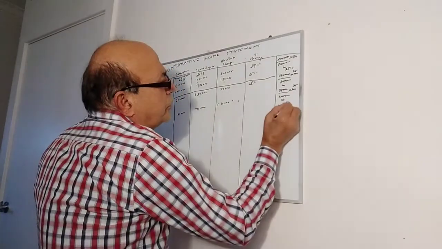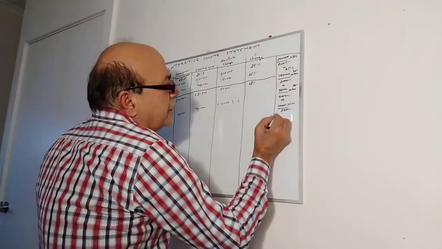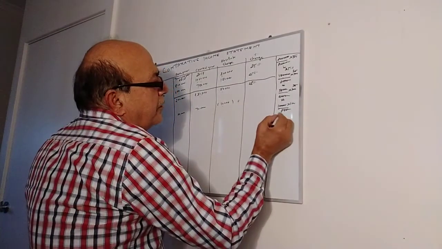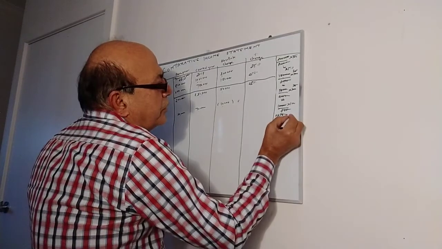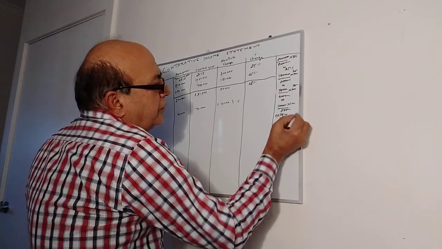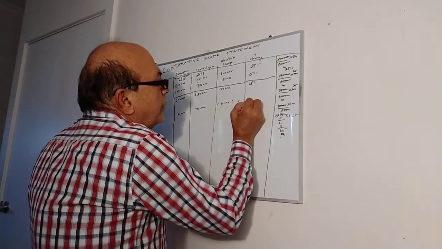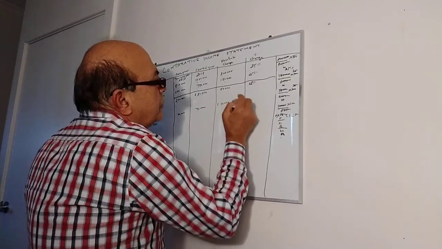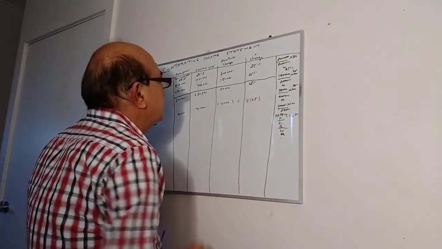80,000 upon 100. This is 1 by 8, 1 by 8 of 100. 100 divided by 8: 8 1 the 8, 8 2 the 16, 8 5 the 40. So this is 12.5. This will also be shown in bracket. You will show 12.5% in bracket.